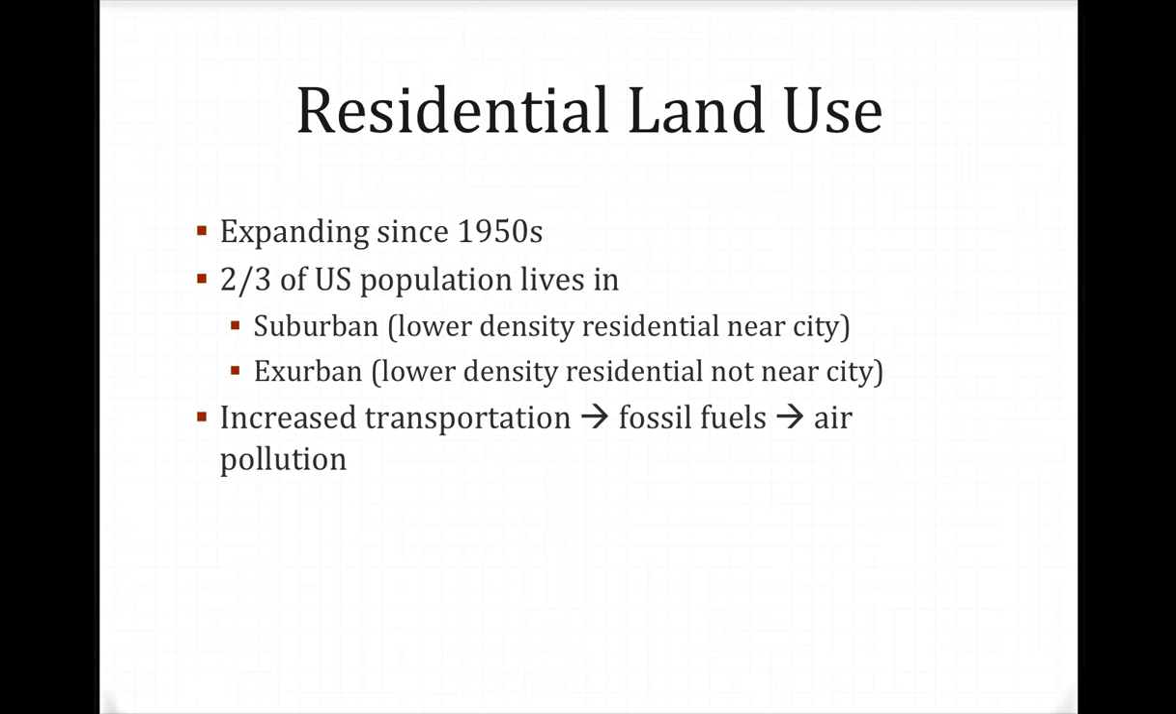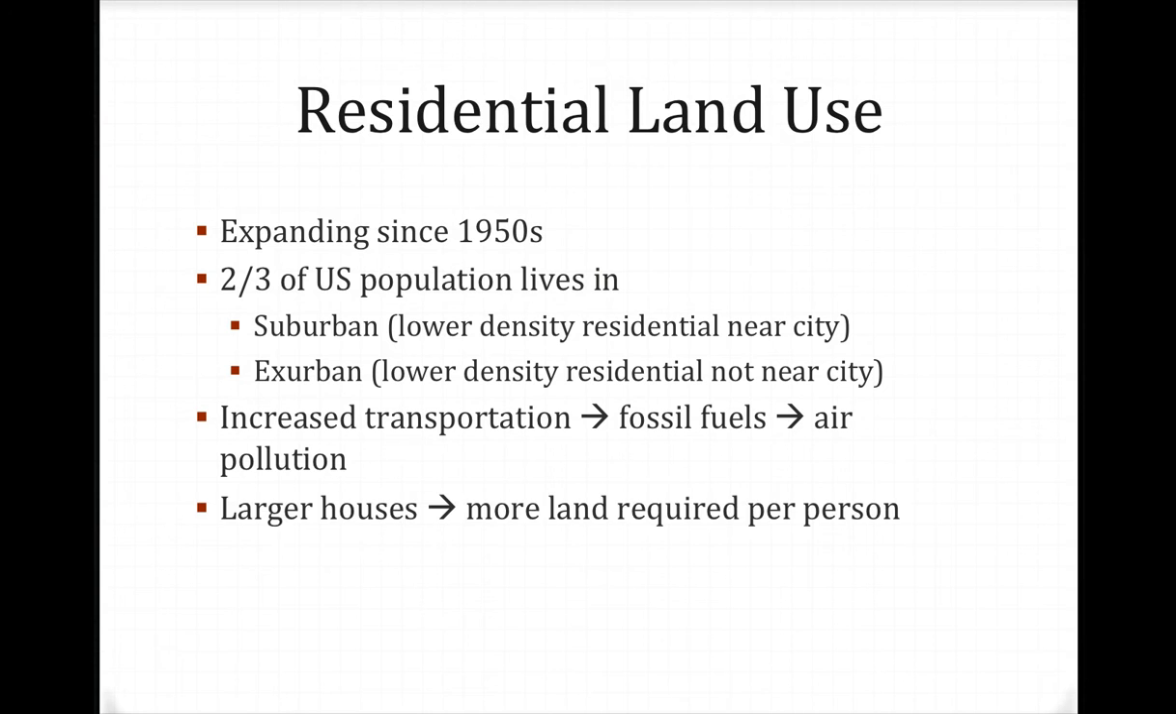The result of this is that we have an increased need for transportation, which means we're using increased fossil fuels, which means we have increased air pollution. So our chosen style of living, living in these suburban type of habitat, if you might say, has increased our use of fossil fuels and is degrading our air quality.